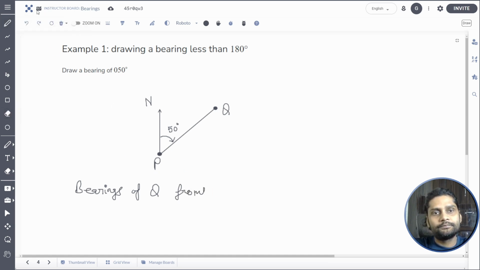Okay, so from P, the bearing is given to you as 050. Make sure to use 3 figures even if there are fewer than 3 figures. Let's take more examples.